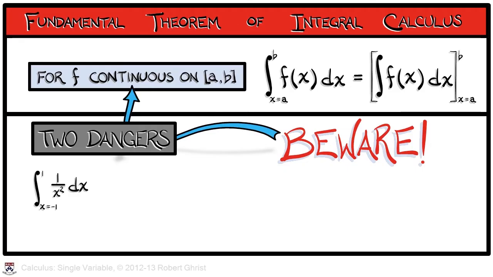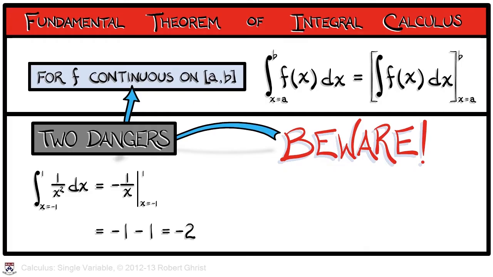Here's an example. Consider the integral as x goes from -1 to 1 of 1 over x squared dx. If we simply apply the fundamental theorem and take the antiderivative, -1 over x, and evaluate that at 1, what do we get? -1. Then we subtract what we get when we evaluate at -1. -1 minus 1 equals -2.